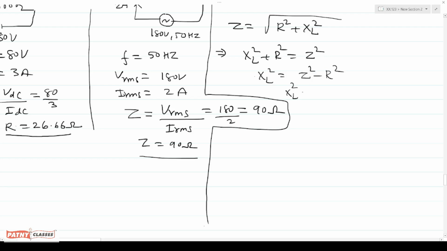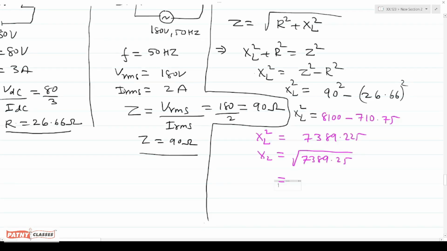So XL square equals Z, which is 90, so 90 square minus the R value 26.66 whole square. So we get XL equals 85.96 ohms. So that is the inductive reactance.